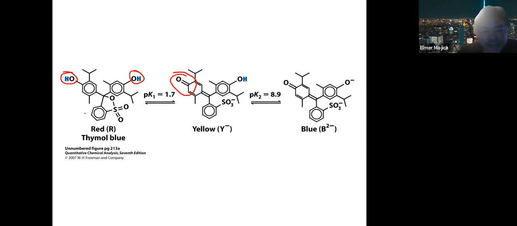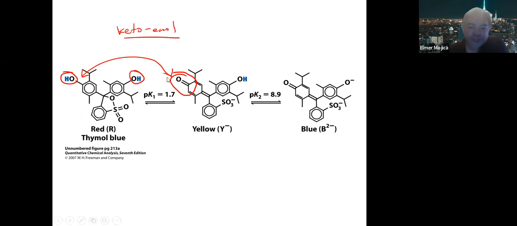What is the transformation that you see here from your organic? Anyone? Is it something like keto-enol? Transformation: one of the hydrogens is lost. Okay, and what happens? You form a ketone from your phenolic group here, and from red, it becomes yellow.